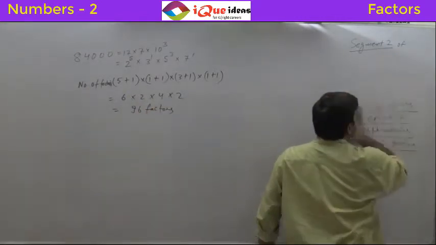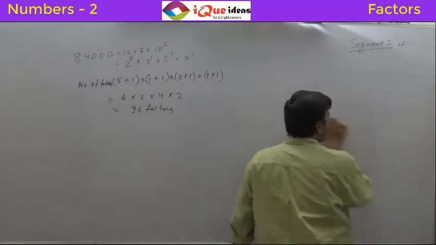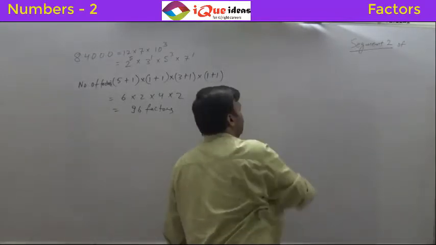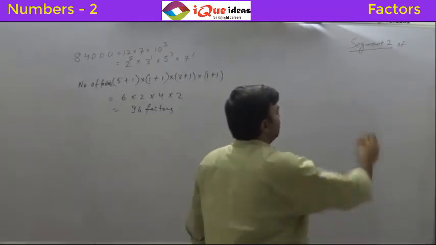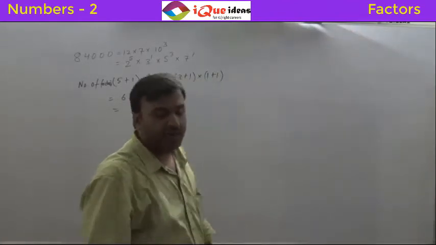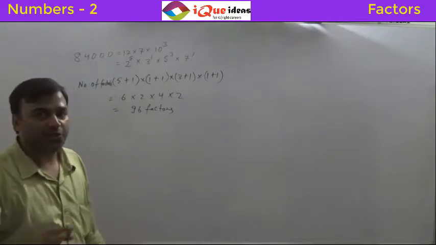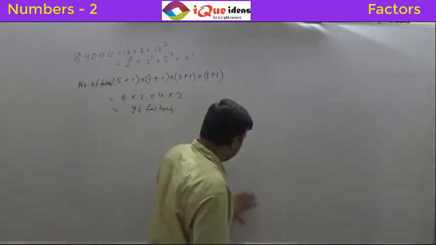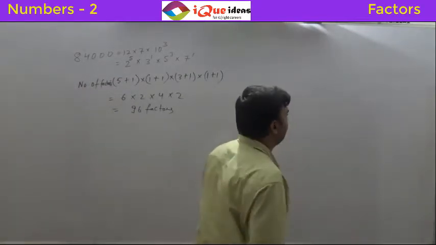So I'll just summarize. What you have to do is take the number, factorize it to its prime factors. After factorizing, identify the powers of the prime factors, add 1 to every power and then you multiply. Add 1 to every power and you multiply to get your number of factors.